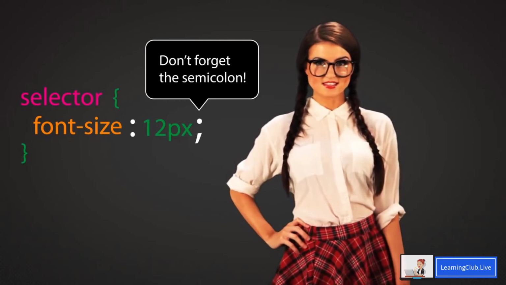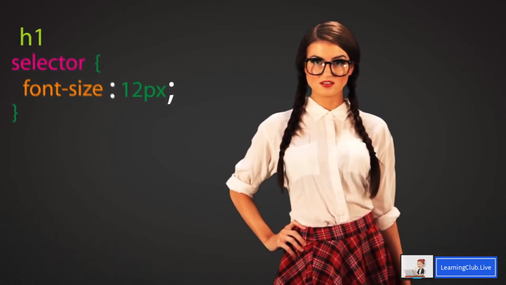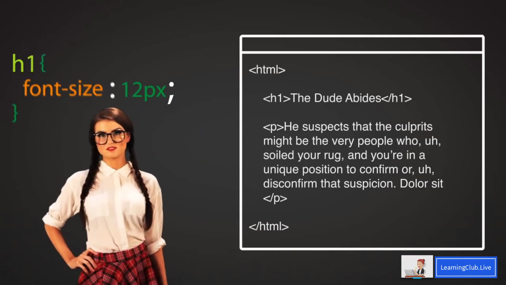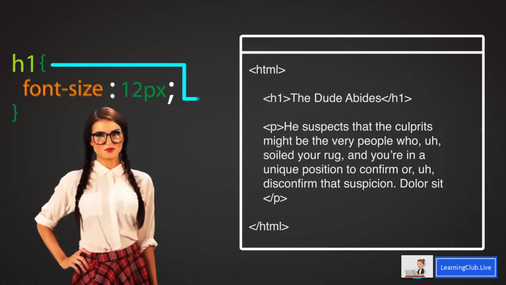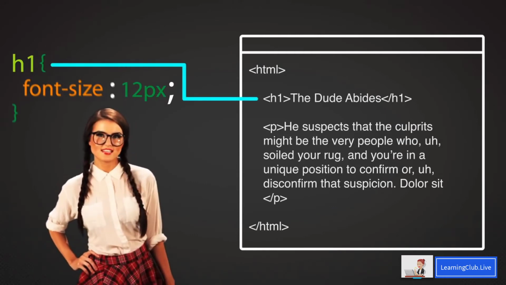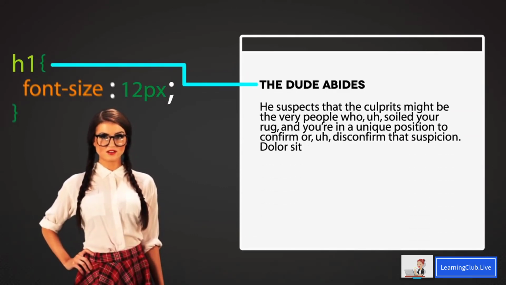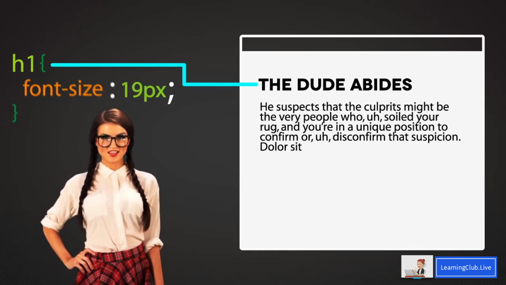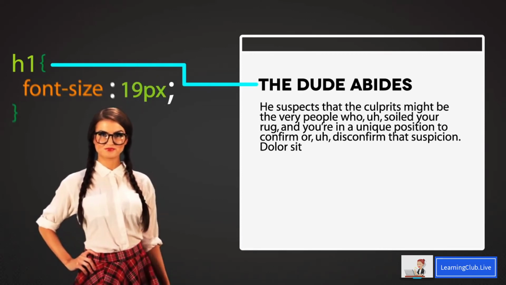Let's say the text is enclosed in an h1 tag, creating an h1 element. The h1 tag can be the selector. Then the CSS will affect the entire h1 element and any other h1 elements that may be on the page.